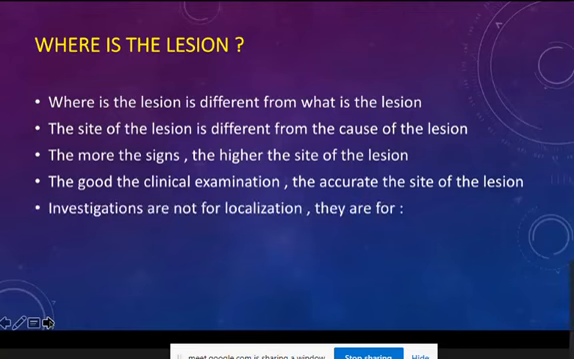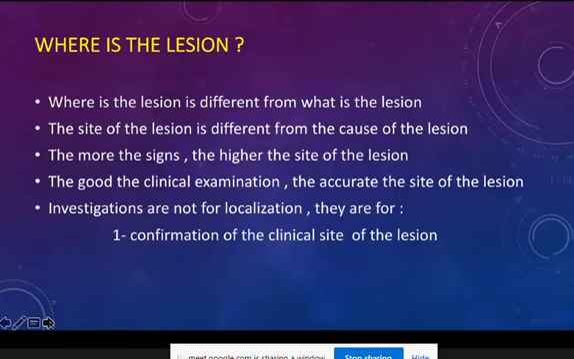And shall I mention that, especially for the students, investigations are not for localization. Don't say I'll do an MRI scan to localize the lesion, or a CT scan to localize the lesion, or a nerve conduction study. Investigations are, number one, for confirmation of the clinical site of the lesion. If you say by examination this patient has a sensory level at the umbilicus, so the lesion is at the umbilicus, I will do an MRI scan of the lower thoracic spine. And the MRI scan will confirm, I'm not talking about the cause, that there is a lesion, whatever that lesion is, at the umbilicus, consistent with your clinical diagnosis.